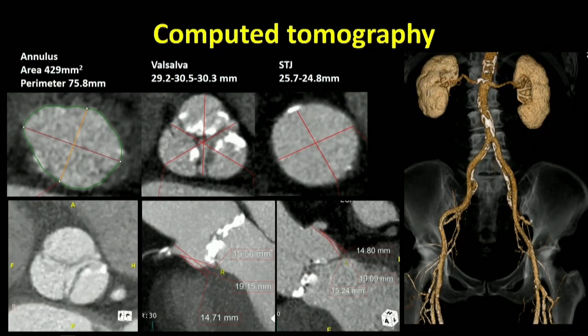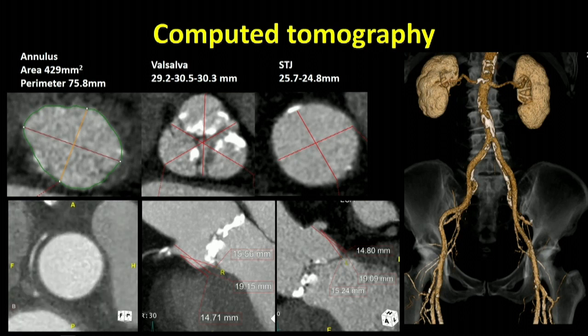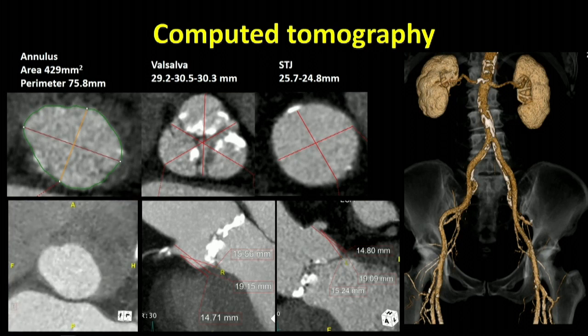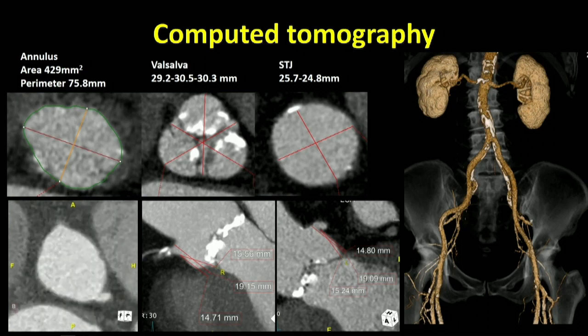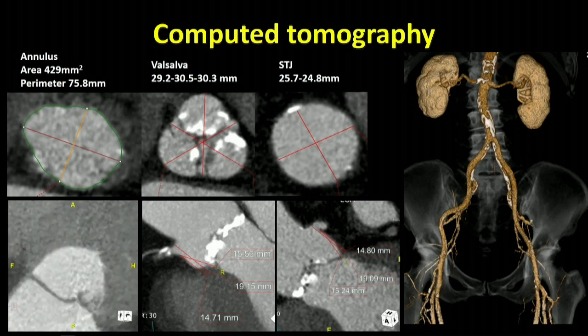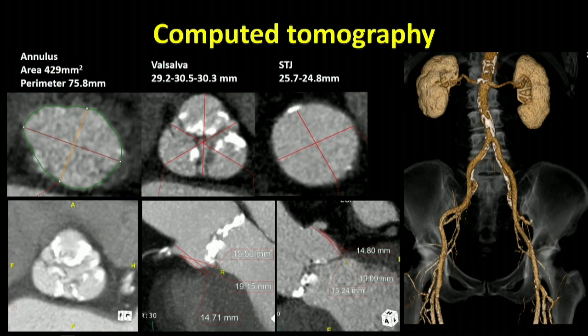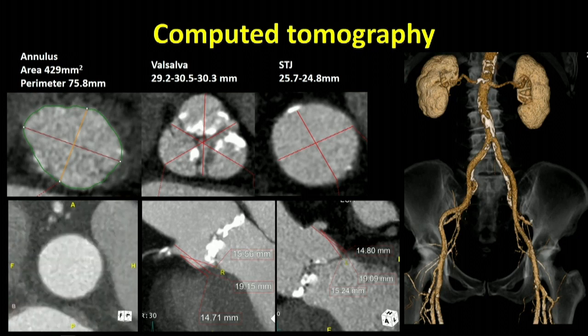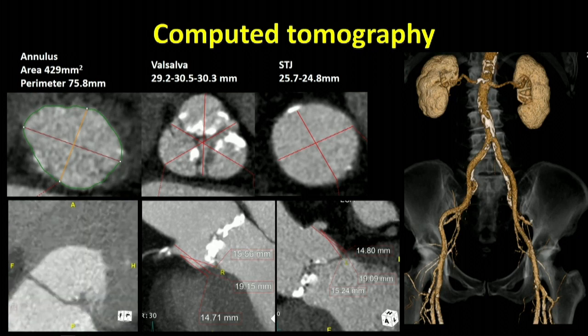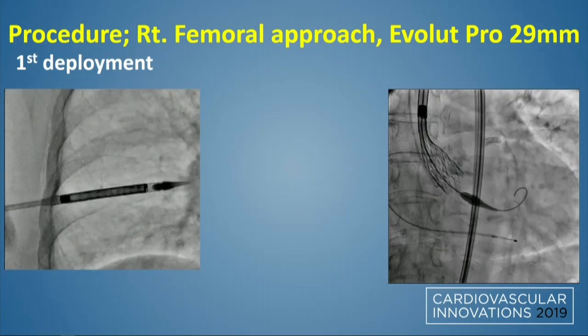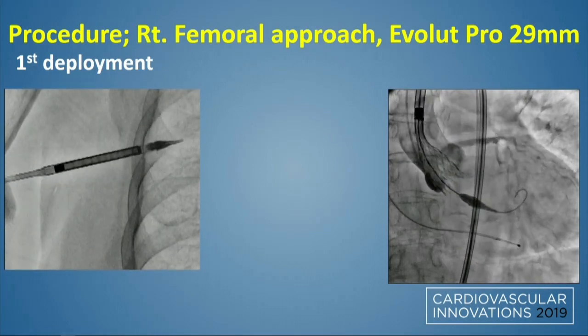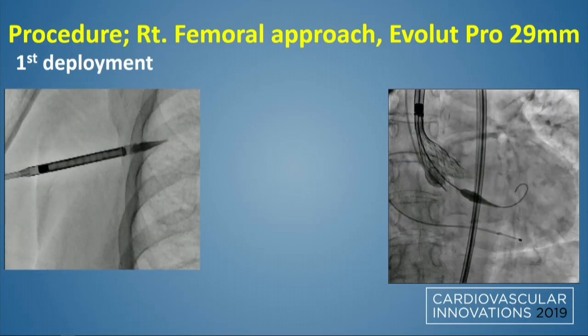Enhanced computed tomography is shown here. The annulus area was 429 square millimeter, and the perimeter was 75.8 millimeter. Valsalva, STJ, and height of coronary artery are shown here. There was no significant stenosis or bend in both the iliac and femoral arteries. We planned TAVR in right femoral approach with self-expandable valve.